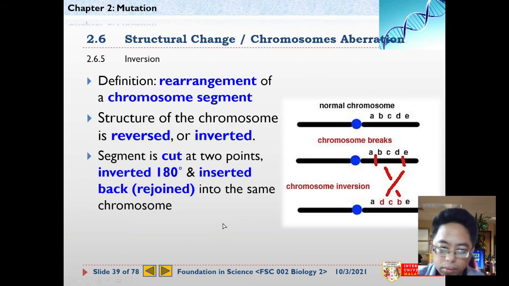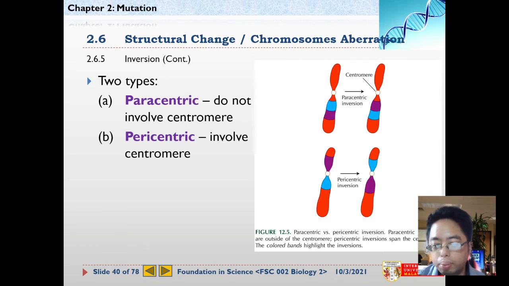Inversion. Inversion is the rearrangement of chromosome segments. The structure of the chromosome is reversed or inverted. A segment is cut at 2 points, inverted 180 degrees, and inserted back into the same chromosome. So there are two types: paracentric, that does not involve the centromere, and pericentric, which involves the centromere.